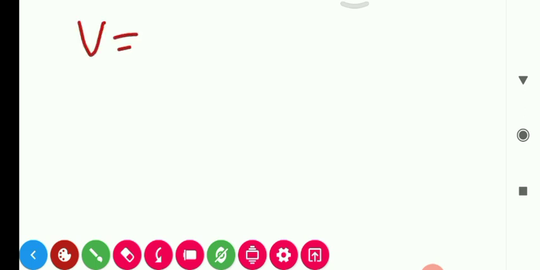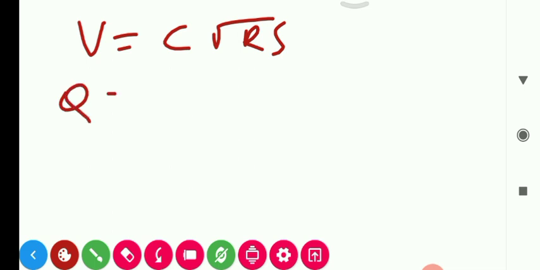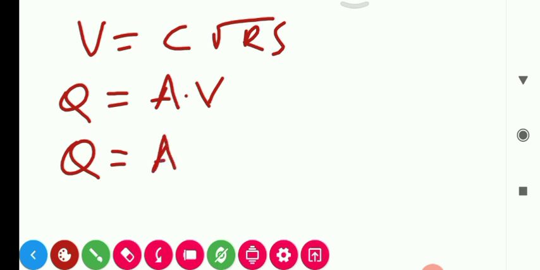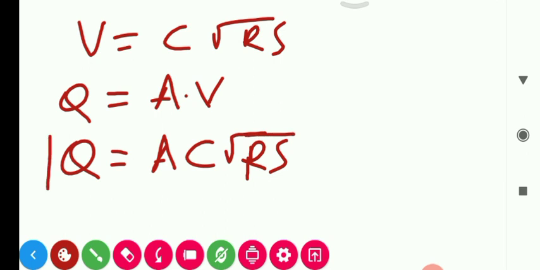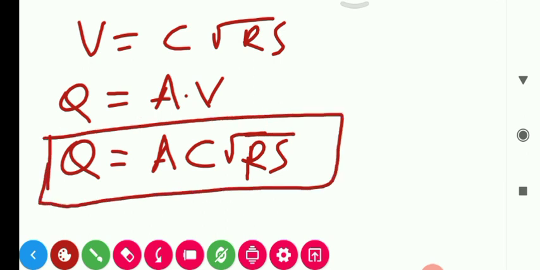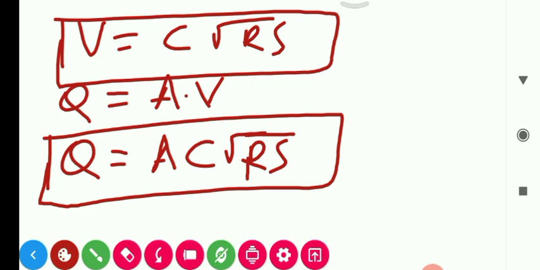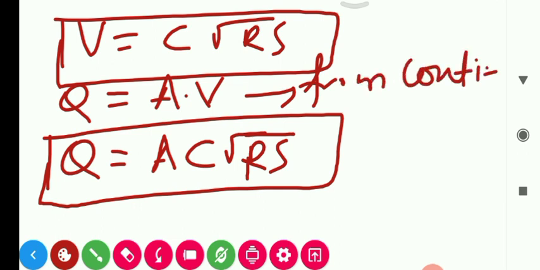So we know that from Chezy's equation V equal to C under root RS. We also know that discharge is equal to area into velocity. So finally we get discharge equal to A C under root RS. Okay, we have to remember this formula. Okay, this is from the continuity equation.